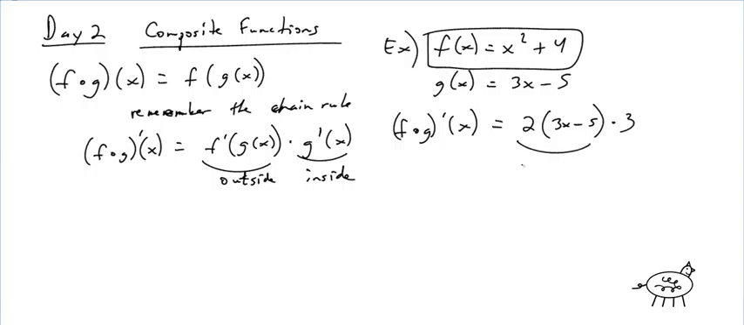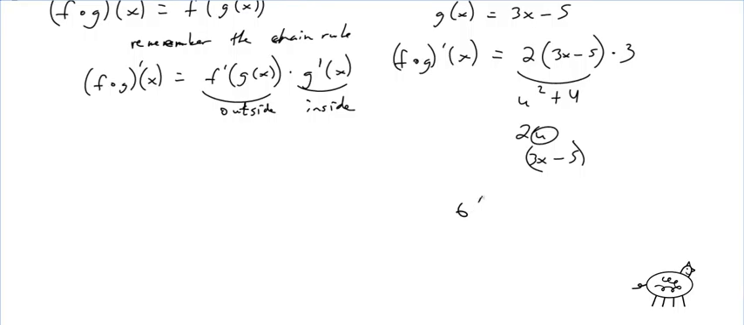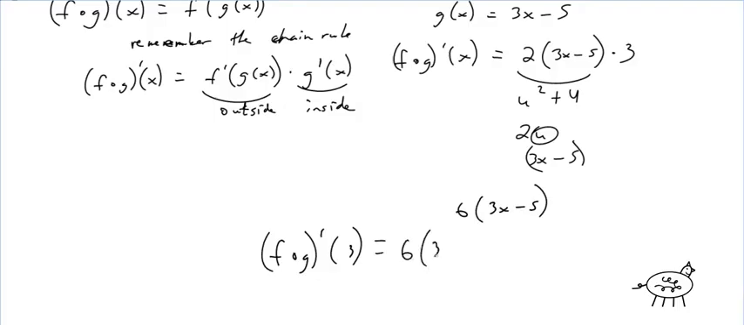Back in the day, this was like asking the derivative of u squared plus 4. You just said it's 2u, and the value of u, which was g of x, 3x minus 5, goes into that spot. That's why it's 2 times 3x minus 5, then times g prime of x. If I simplify, I get 6 times (3x minus 5). Then what is f of g prime of 3? You just put a 3 in there: 6 times 3 times 3 minus 5, or 6 times 9 minus 5, so 6 times 4, which is 24.